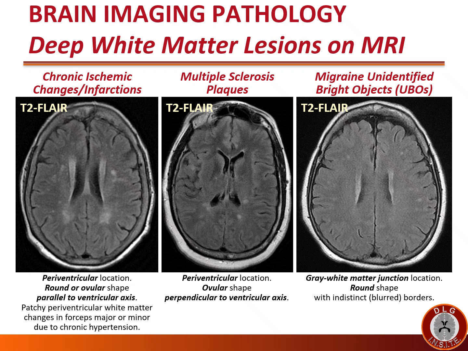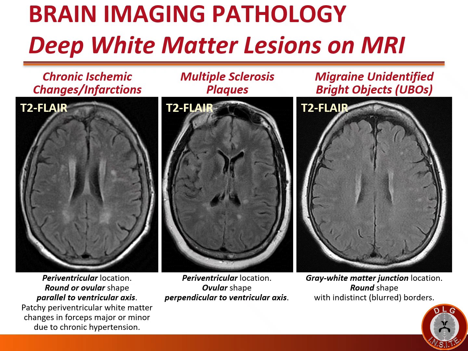There's also patchy periventricular white matter changes in the forceps major. That refers to the white matter more posteriorly. This is almost always due to chronic hypertension, and so that goes with the ischemic changes.